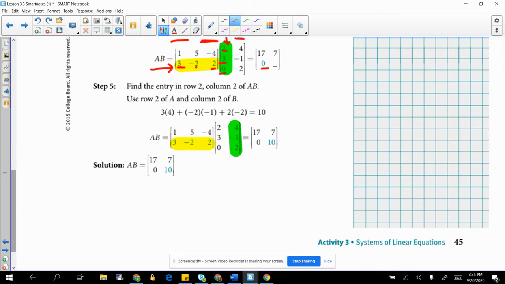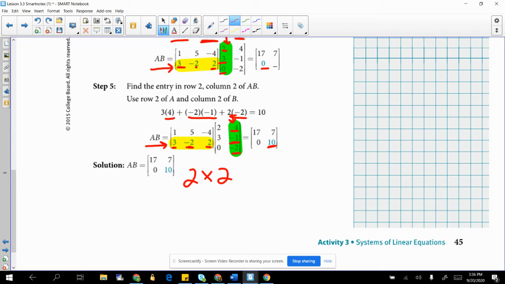And then obviously our last step here is to find the entry in row 2, column 2. So we are doing 3 times 4, negative 2 times negative 1, and 2 times negative 2. And then you add those all up and you get 10, and that goes in your row 2, column 2. And then you have your final answer, which is that 2 by 2 matrix with 17, 7, 0, and 10 as your entries.